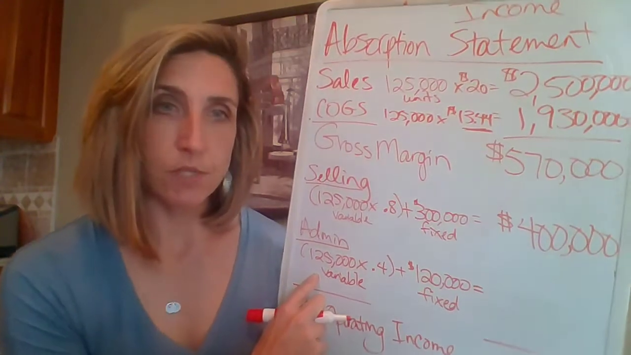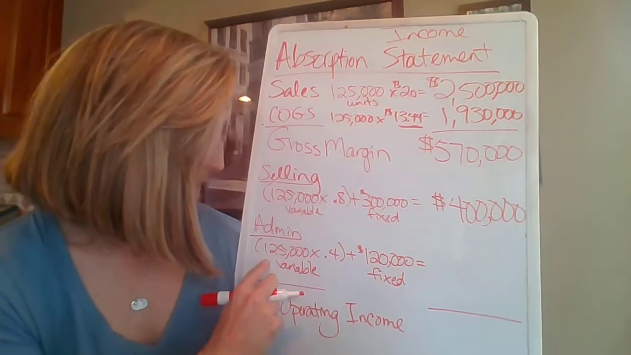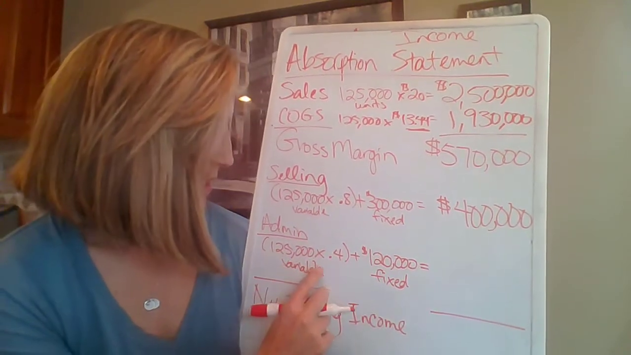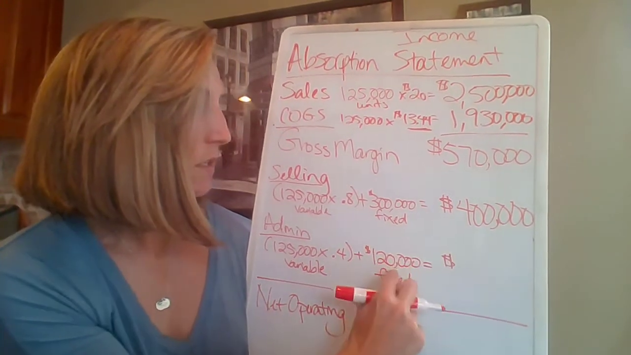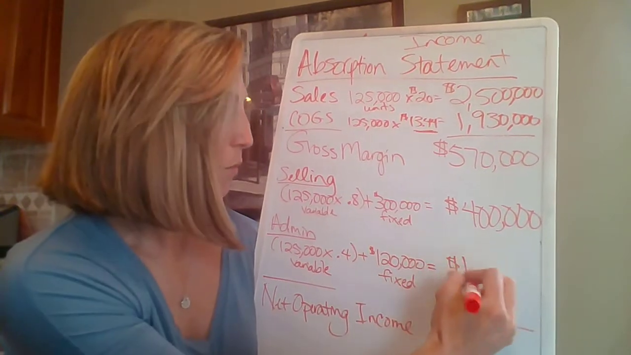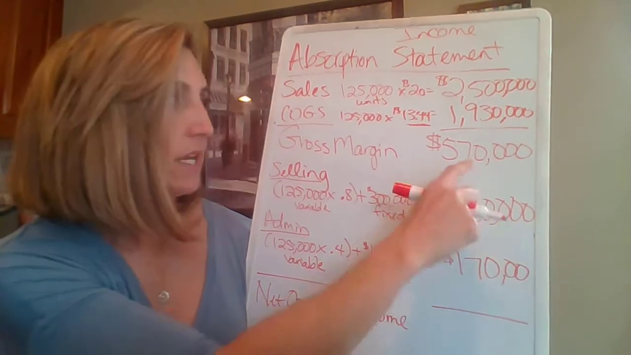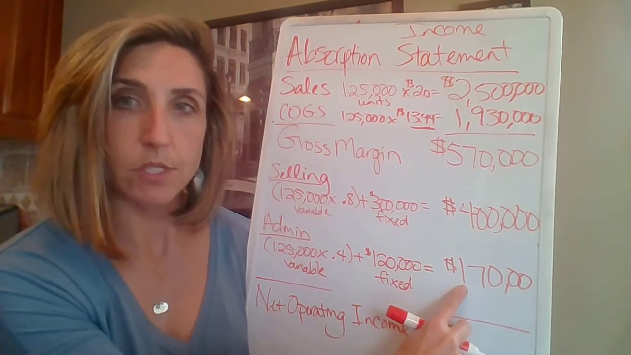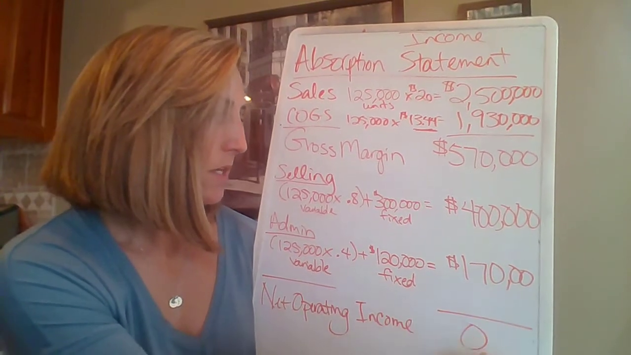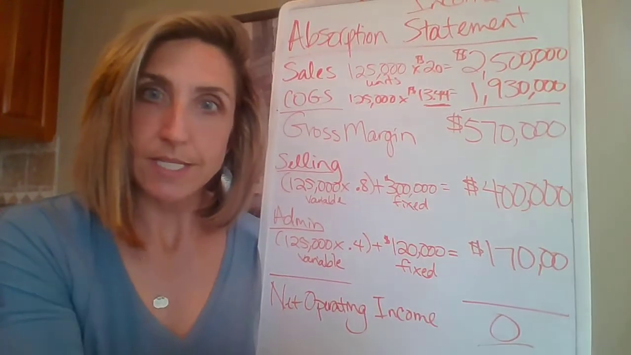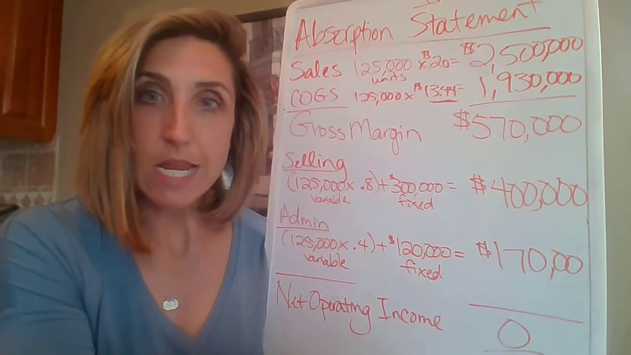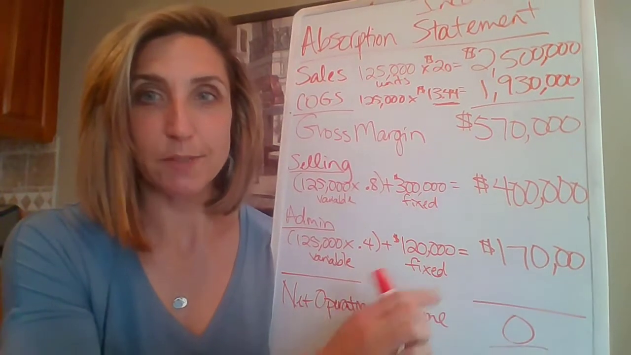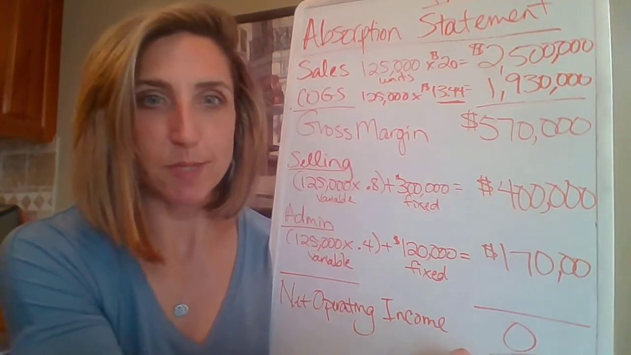And then I'm going to do the same thing on the admin. It was 125,000 units at 40 cents per unit, plus my fixed portion. This was $50,000. So when I add in the 50 to the fixed 120, I have 170 there. So when I take this gross margin and subtract the selling and administrative cost, guess what? Whoever guessed that the net incomes would be the same was correct. Maybe it was, I don't know, Bryce might have guessed that they would be the same.